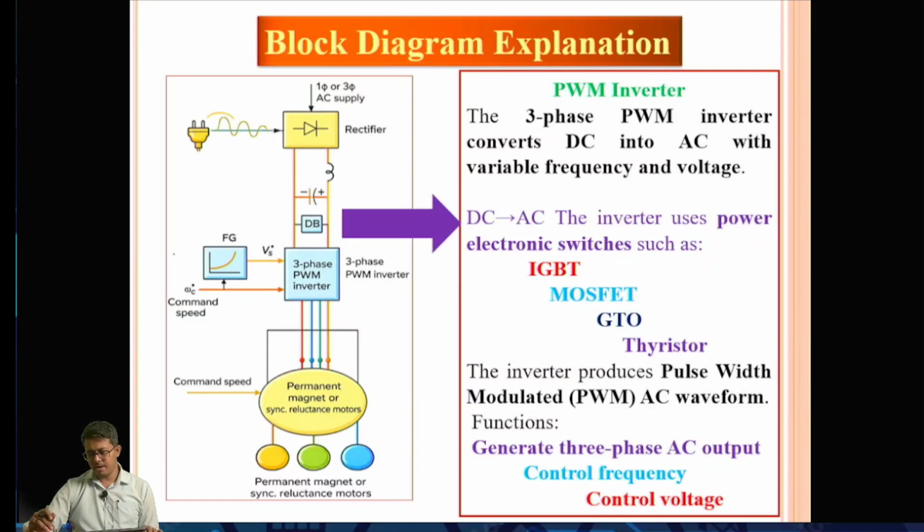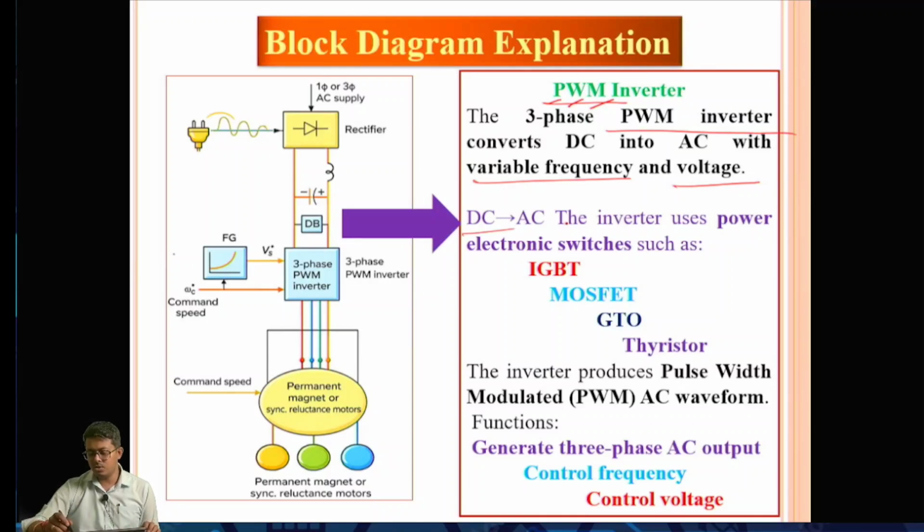Now the next is the PWM inverter. This is the main component of this block, or open loop system. We know that PWM is pulse width modulation. By this pulse width modulation we are varying the frequency and voltage. As we know, for controlling the speed of the synchronous motor we need variable frequency and variable voltage, and that is generated using this PWM inverter.